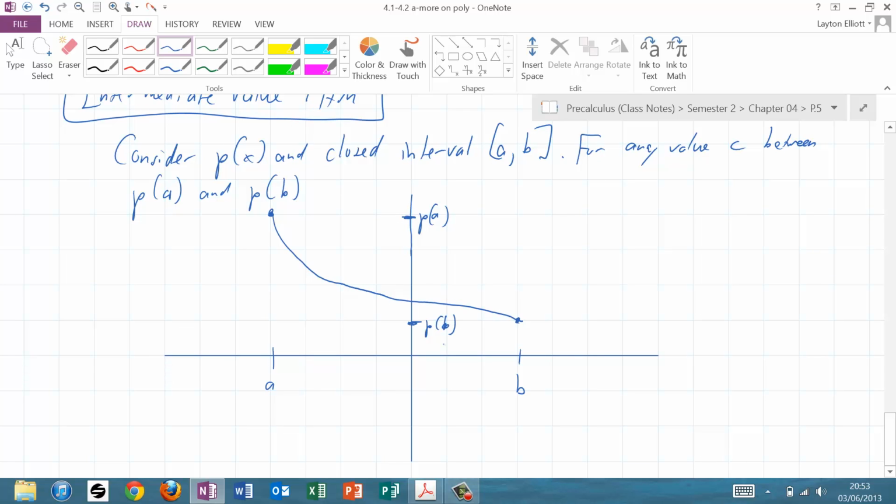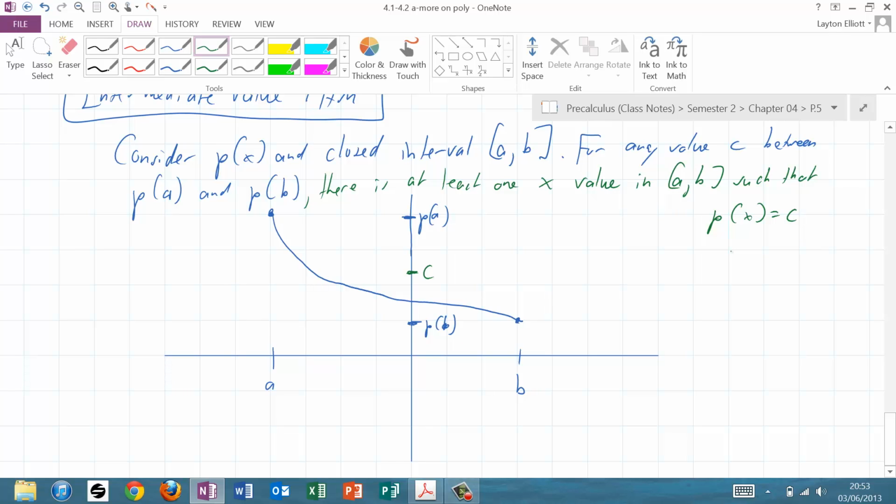There's P of B. And it says for any C value in between P of A and P of B, I'm just going to pick a C value here. So there's a C on the y-axis in between P of A and P of B. For any value C in between P of A and P of B, there is at least one x value in the interval A to B such that P of x is equal to C.